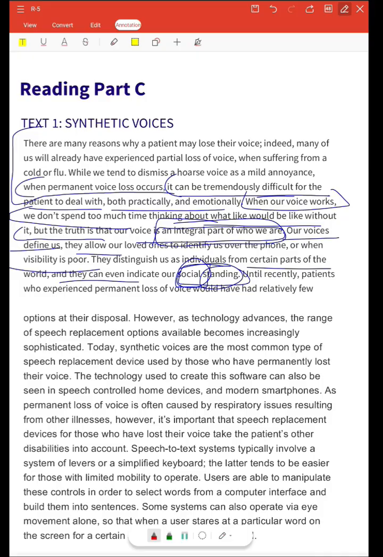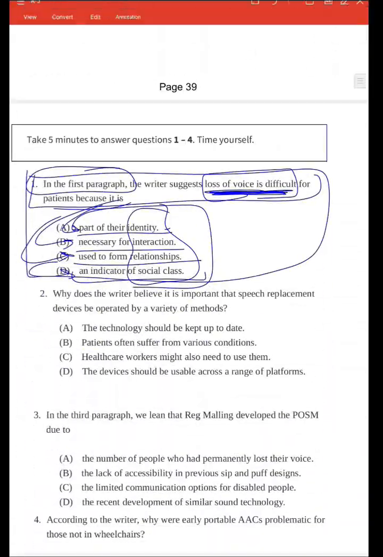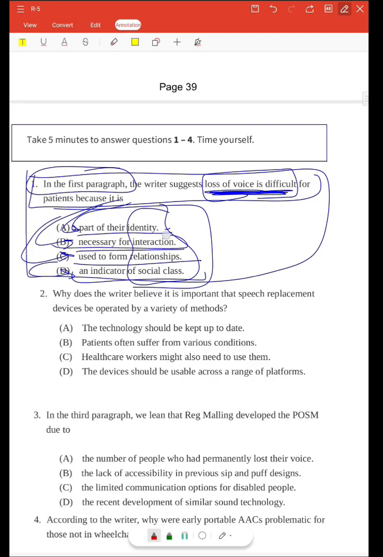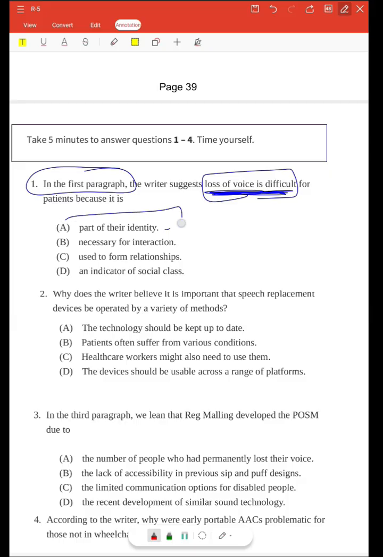What they have given is this, so the rest of the options are not given or not discussed. Our voice is important for interaction, but in the text what is given is that it is part of their identity. See, we need to choose the answer according to the paragraph. So he has discussed only this and he has elaborated on it. It is necessary for interaction, but in the paragraph it is not given. Used to form relationships is not given. Okay, so this will be eliminated.